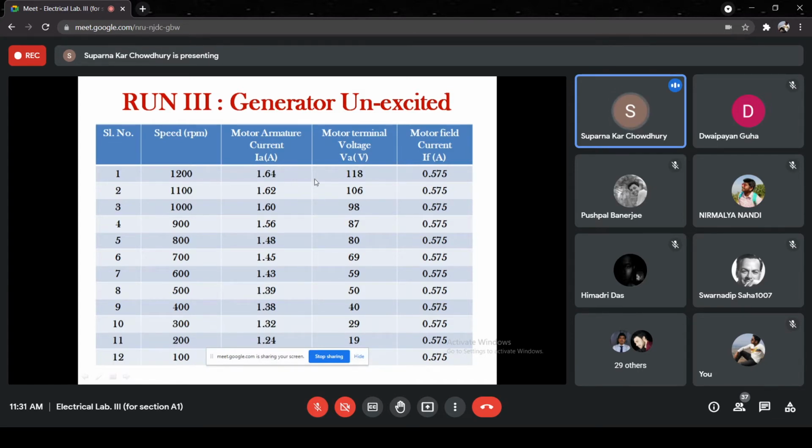So between this run and the previous run, we will get the brush friction loss. Note one thing: if you are asked to find out only the brush friction loss, then there is no need to perform all the runs I have described. If you perform this run and the previous one, then the difference between these two will give you the brush friction loss.